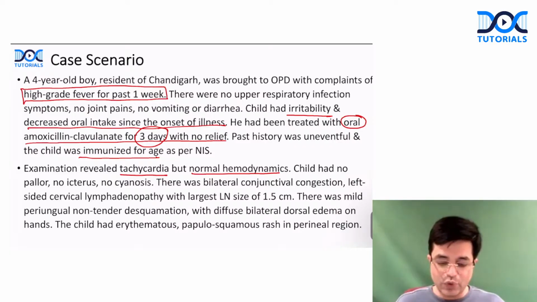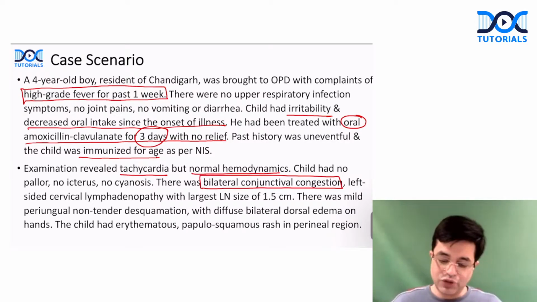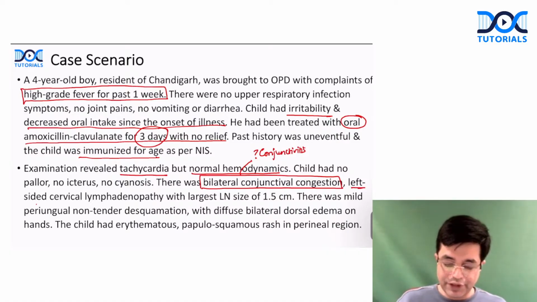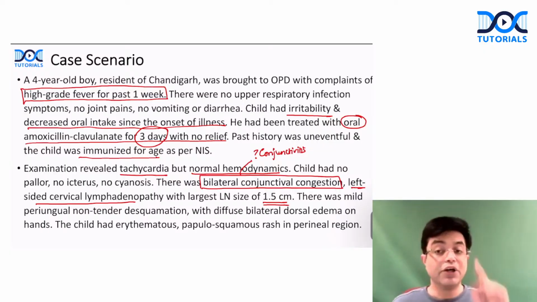Child had no pallor, no icterus, no cyanosis. There was bilateral conjunctival congestion. This is important. Bilateral conjunctival congestion. It is pointing towards likely conjunctivitis in the patient. So there is likely conjunctivitis. There is left-sided cervical lymphadenopathy with largest lymph node size of 1.5 centimeter.